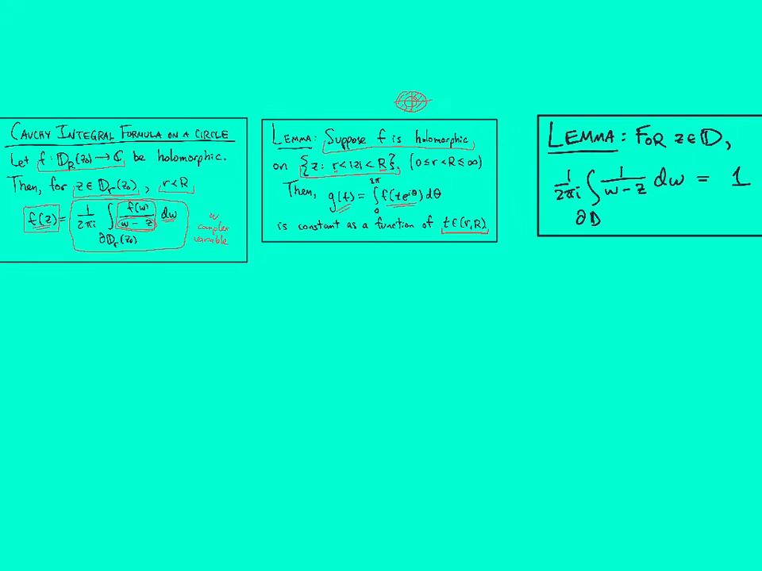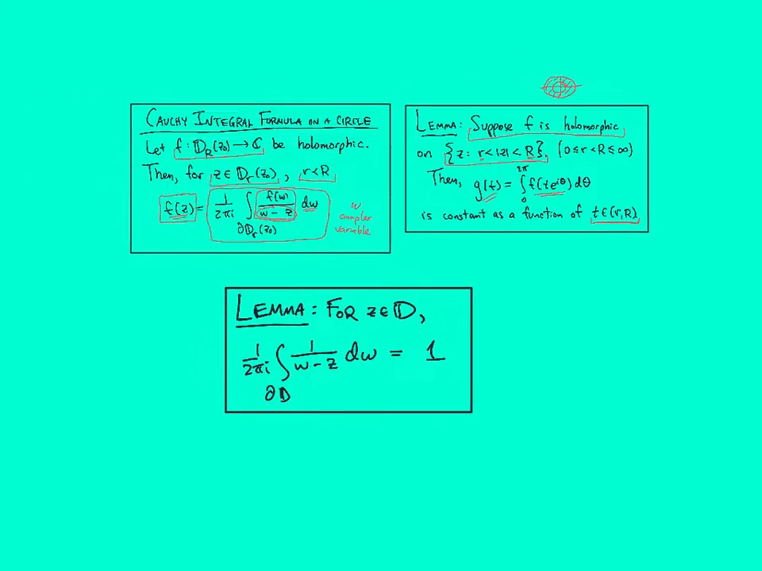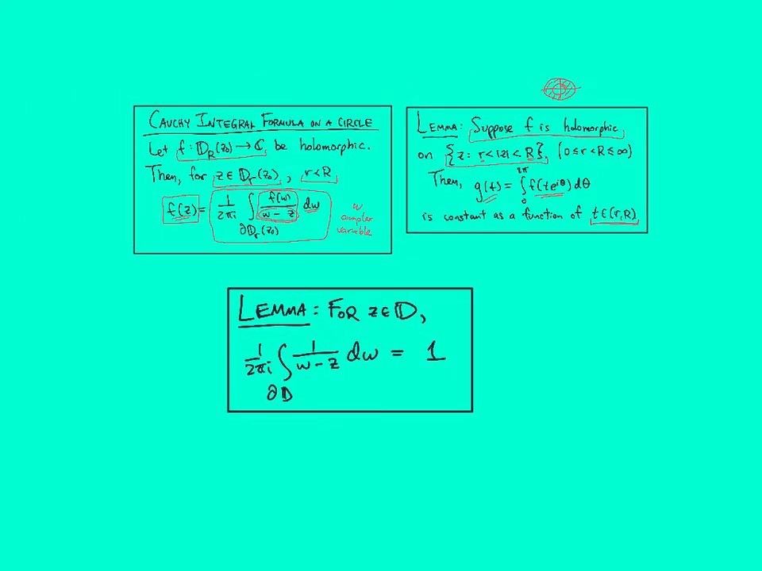So here it is. This is just the special case of f identically equal to 1, but I've specialized it to the unit disk, but that's no big deal. So for z in the unit disk, the integral of 1 over w minus z dw, times 1 over 2 pi i, will give me 1. That's exactly what we have up here if you put in 1 for f and little r equals 1.